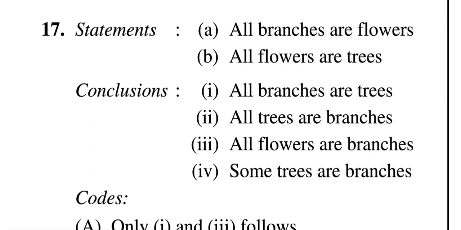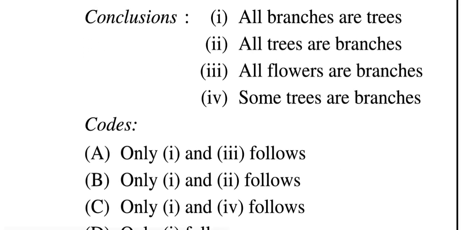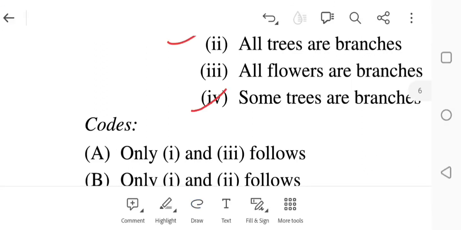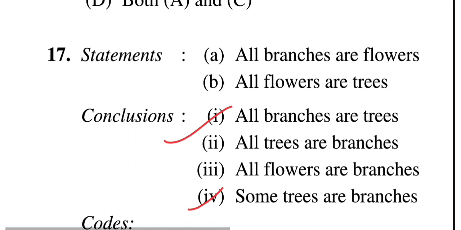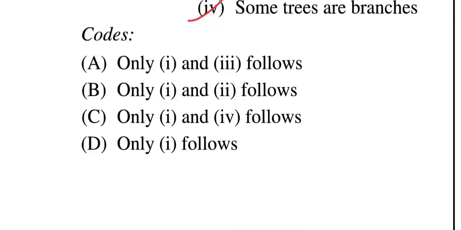Correct answer of 17 will be C, that means only 1 and 4 follow. 1 will be correct and then 4 will be correct. Some trees are branches, all branches are trees. According to the statements, we have got this conclusion. So this will be the correct conclusion.